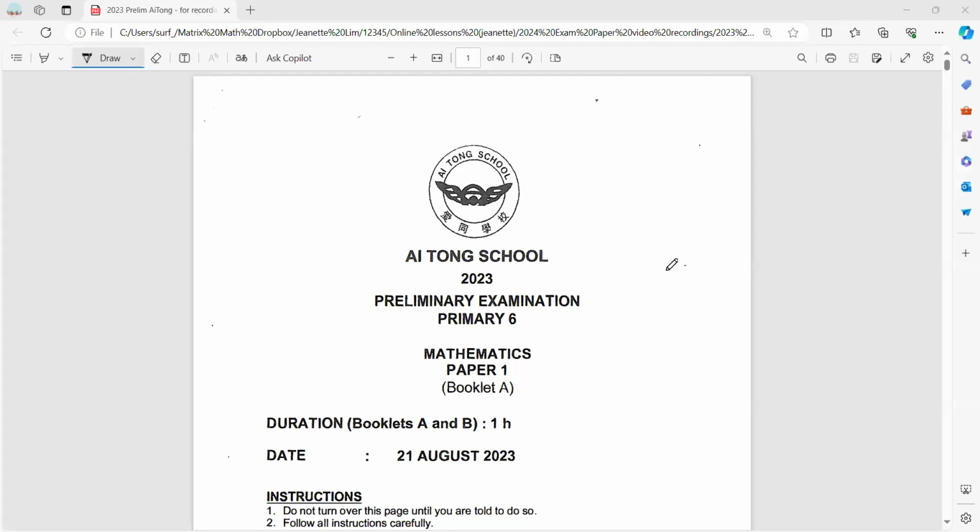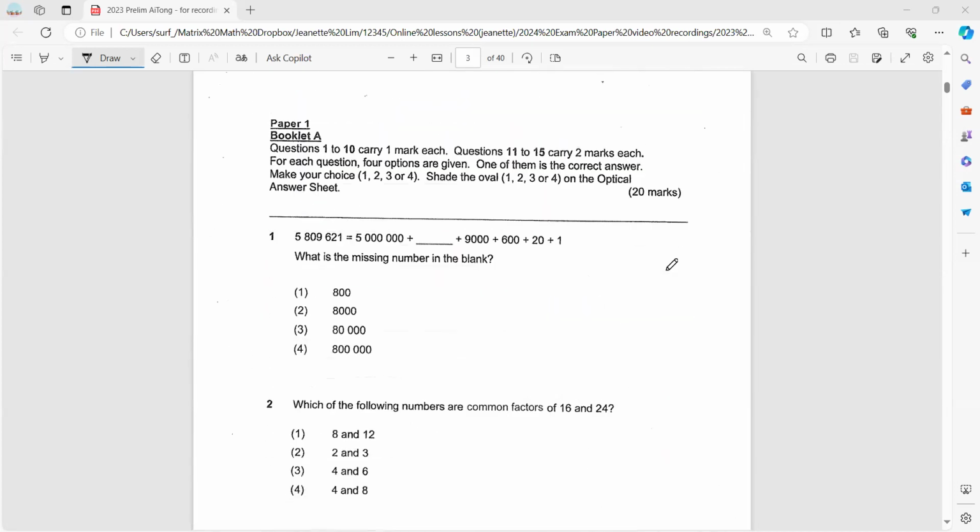Tong Prelim paper for 2023. Let's look at paper 1. So no calculators are allowed for this. Okay, question 1.